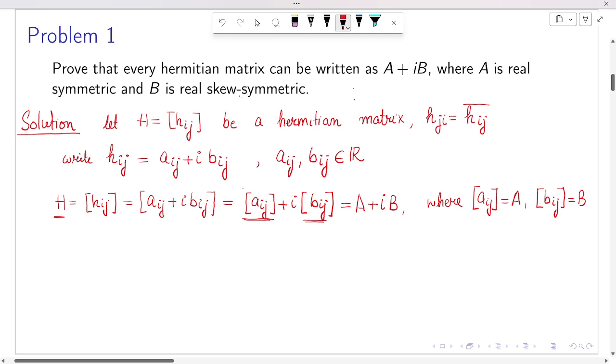Now what we need to prove is that this A is real symmetric and this B is real skew symmetric. Now as Aij is a real number, this A is a real matrix, and as Bij is a real number, B is also a real matrix. So as Aij and Bij are real numbers, it implies A and B are real matrices.